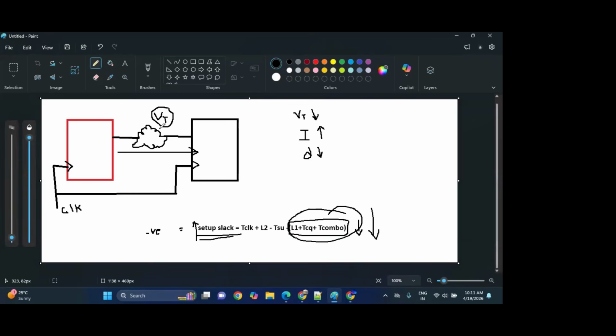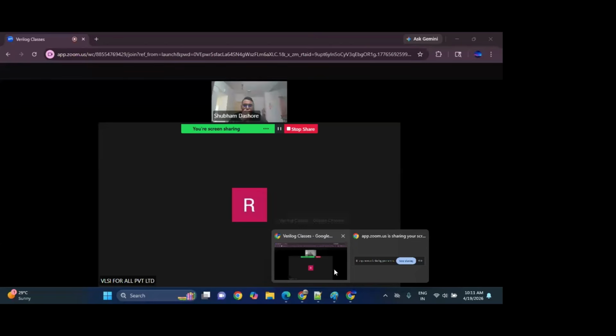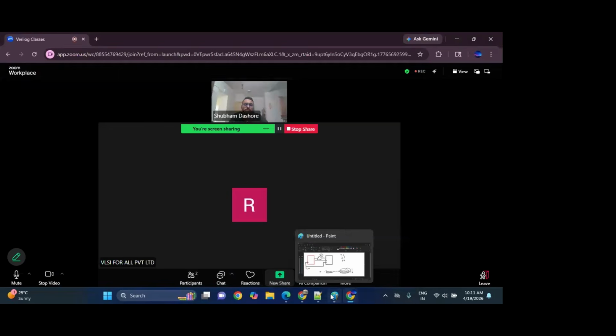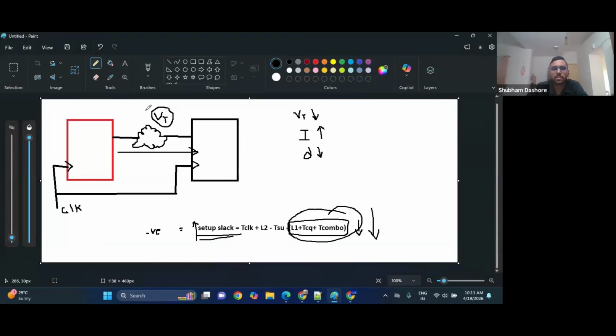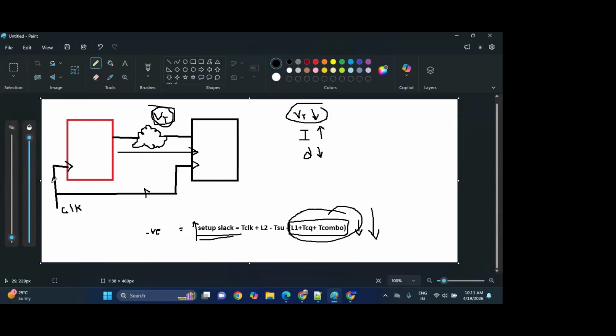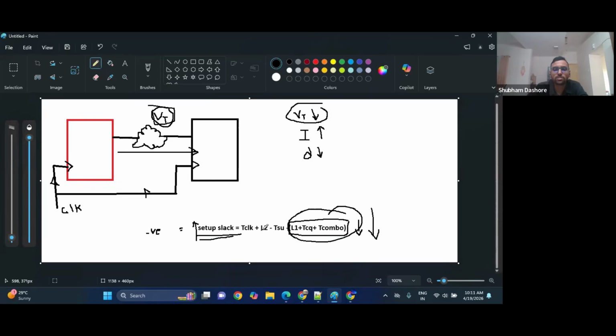Okay. It mentions that you can insert buffers and replace critical cells with lower VT. Yes, this critical cell I have replaced with the lower VT. We can use other techniques too. We can insert buffers here also. Actually, we can insert the buffer in this part, sorry, not here, here. So we are increasing the L2 value, and this will increase. That part we can also do.